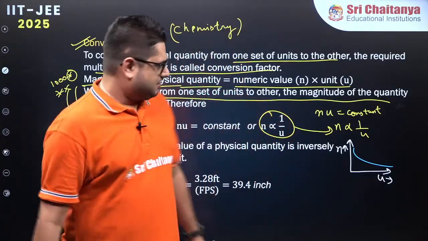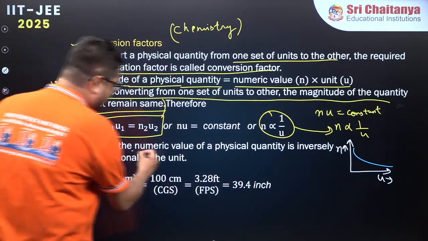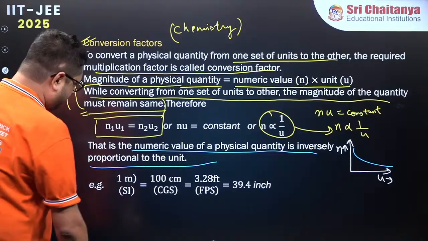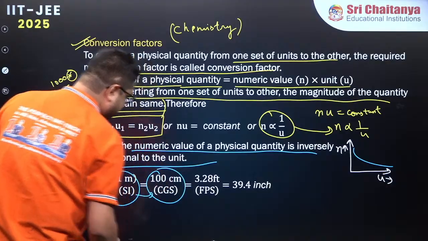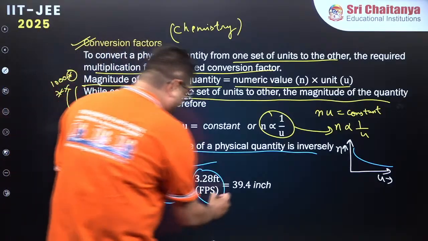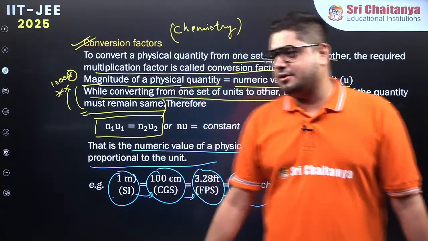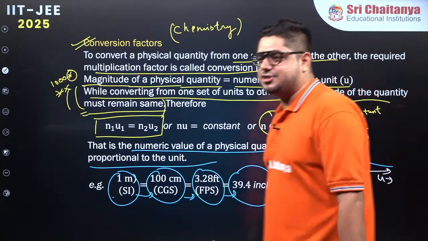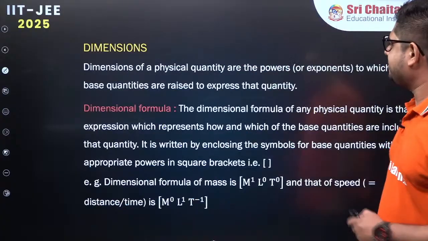Okay. So now the next is an example over here, that the numerical value is inversely proportional, the one which I have said to you. Now the conversion of 1 meter, its representation in SI, needs to be converted to 100 centimeters in CGS. It needs to be converted into FPS, which is 3.28 feet, and this is equivalent to 39.4 inches. So this is the conversion of 1 meter into FPS, into feet and inches. Got it? So this is how the conversion will look.